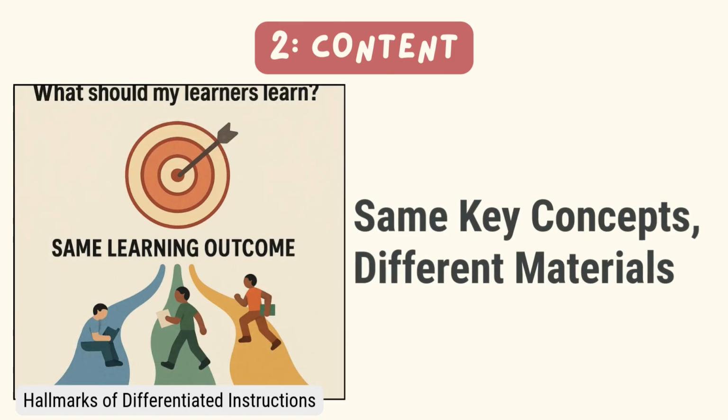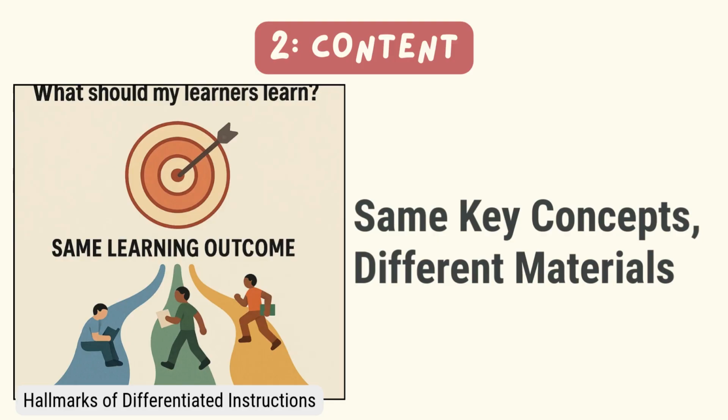Once we have a clear understanding of our learners, the next step is to clarify the learning outcome. Ask yourself, what should my learners learn, and how can I guide them there? All students are working toward the same concept or learning goal, but the materials, support, and pathways we provide can differ. Differentiation is not about changing the destination.